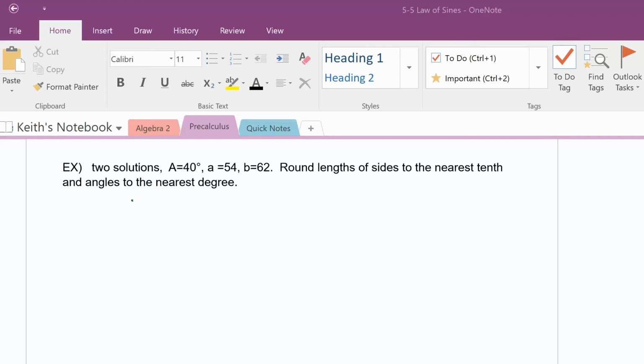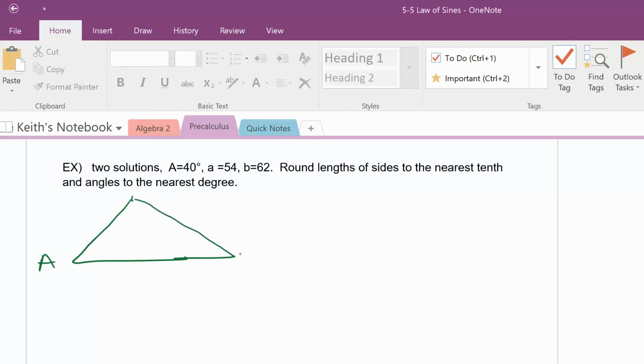All right, welcome back. We'll talk about the case that has two solutions. So first we're going to draw the triangle. Here, angle A, B, C. A is 40 degrees. So that means side A is 54, side B is 62. So then we're going to find angle B.